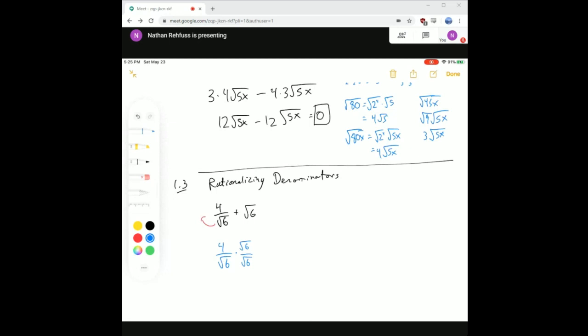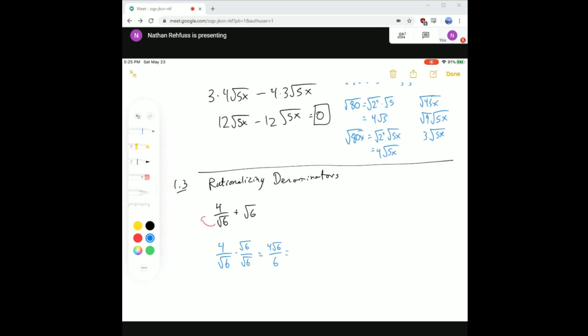But up above, 4 times root 6, I'll just write 4 root 6. Down below, root 6 times root 6. Well, that's the number where if you multiply it by itself, you get 6. So when I multiply it by itself, I'm going to get 6. See? Now 4 root 6 over 6, I could simplify a little. I can cancel a 2 out of the numerator and denominator.